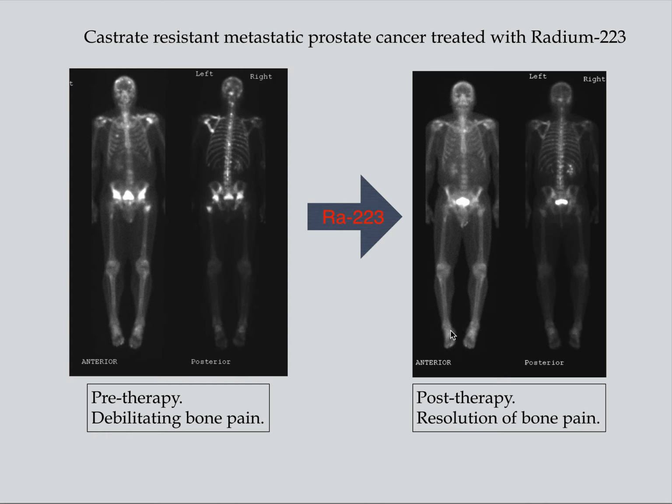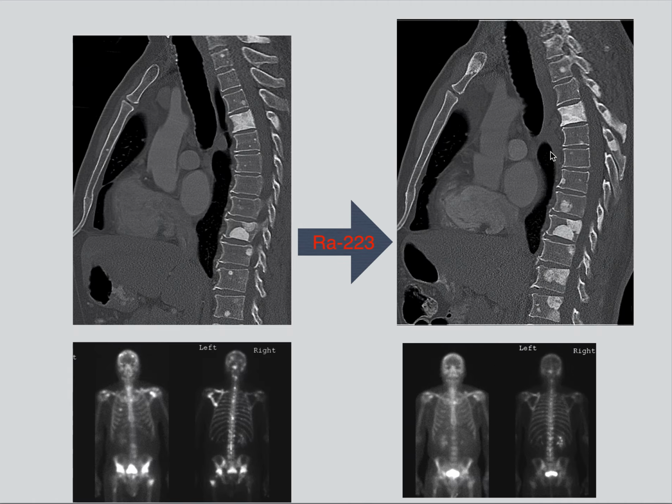This is the opposite example. This is a patient with widely metastatic prostate cancer that was treated with radium-223. So pre-treatment, we can see lots and lots of bone metastases, and after treatment, we can actually see decreasing intensity of tracer uptake. They didn't go entirely away, but we can see things are moving in the right direction. So there are some reasonable applications for response assessment.